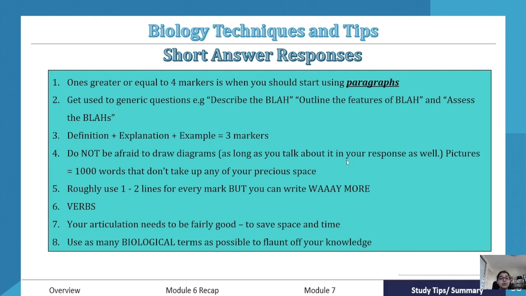Definition plus example plus explanation is generally 3 marks. If it's a 3 marker, you want to include all 3 elements. Do not be afraid to draw diagrams. I think it's not very conventional, but you can definitely draw them as long as you talk about it in your response as well. Roughly use 1 to 2 lines for every mark, but you can write more, you're not restricted.